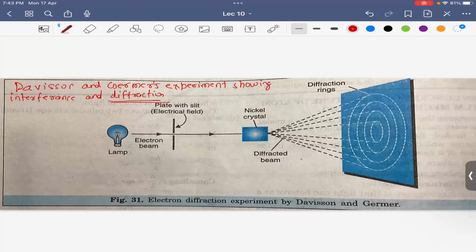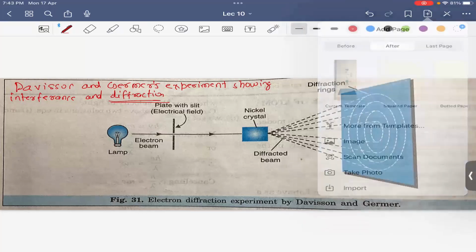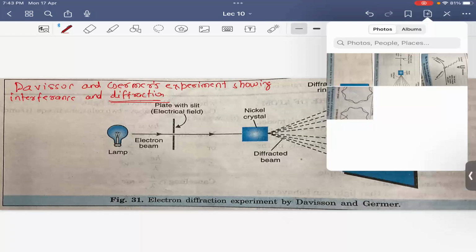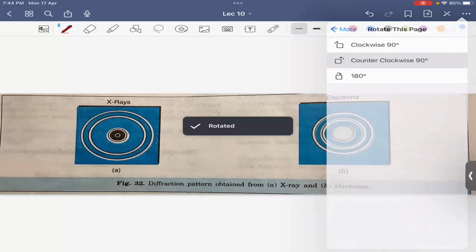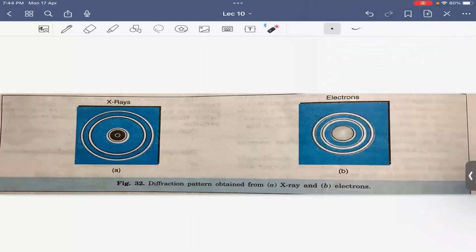This diffraction pattern of electrons by crystals was similar to that observed for the X-rays, right. So what was observed for the X-rays? The pattern which was observed for X-rays was this, and a similar pattern was observed for the electrons. This is the diffraction pattern of X-rays, and this is the diffraction pattern of electrons. The similarity of these two patterns indicates that the electrons behave like X-rays.